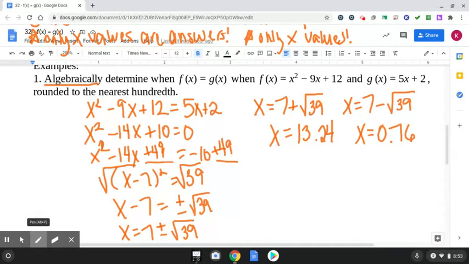Rounded to the nearest hundredth. Okay, now again, only your x values matter, so you do not have to then go in and plug this into the equations to find the y. These are your two answers. You are done.